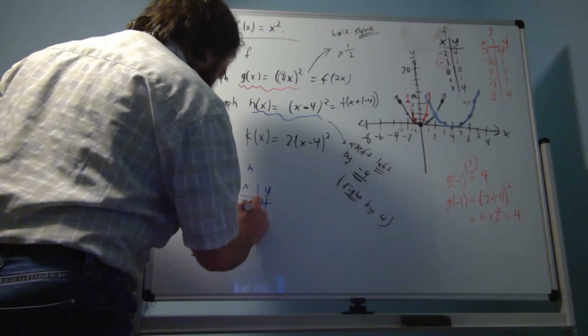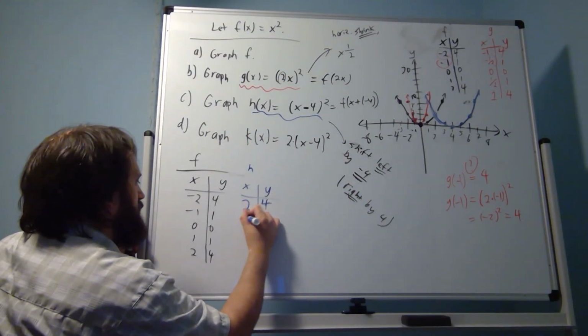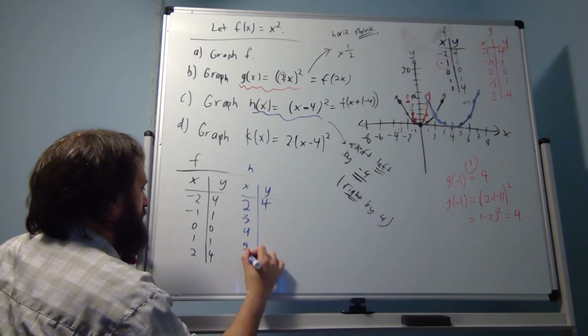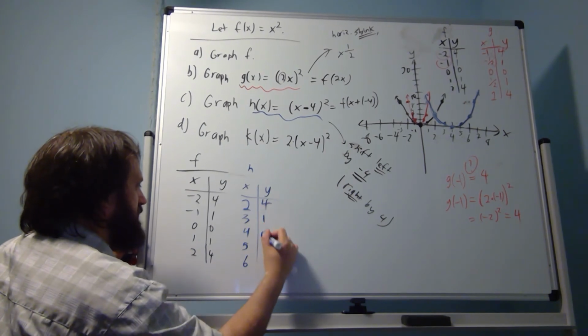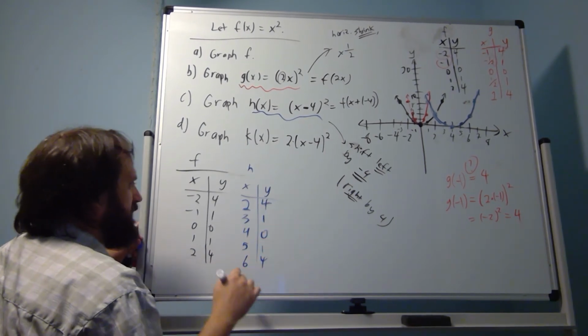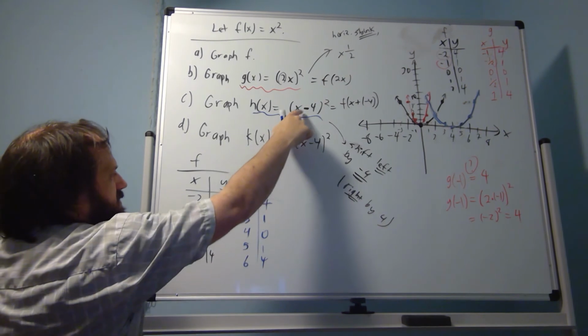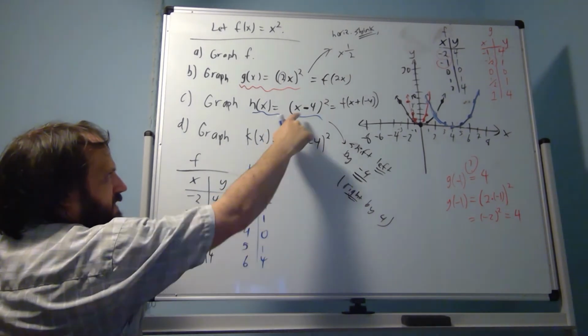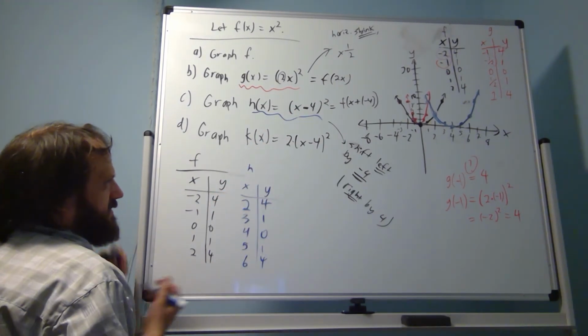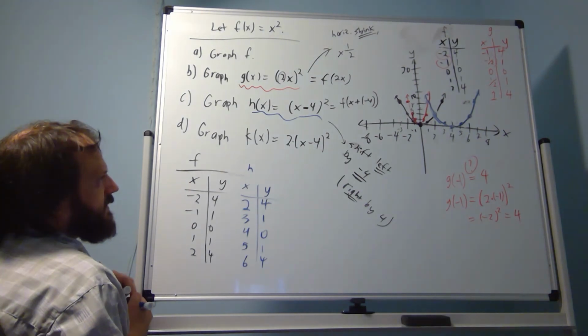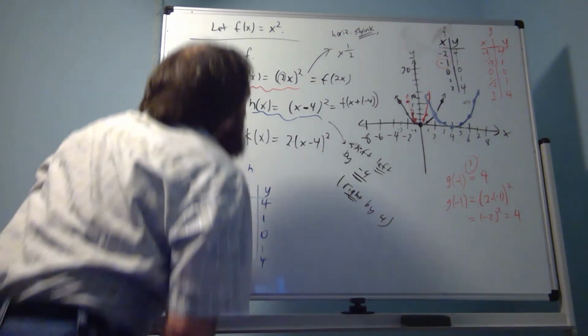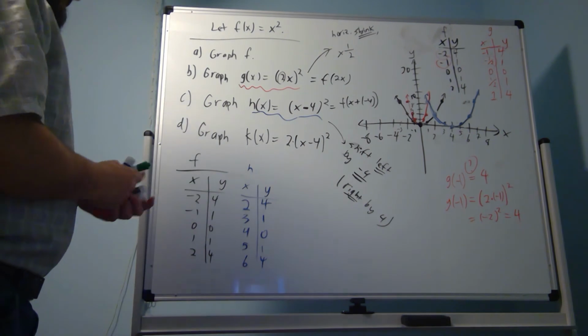So 2, 3, 4, 5, 6. So 4, 1, 0, 1, 4. See, I plug 2 into this function. -2 squared is 4. Plug 3 in. It's very nice. Everything really does line up the way it's supposed to.